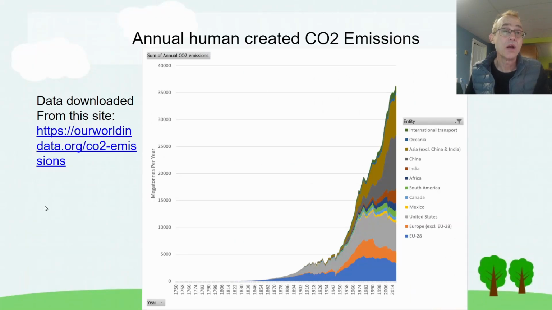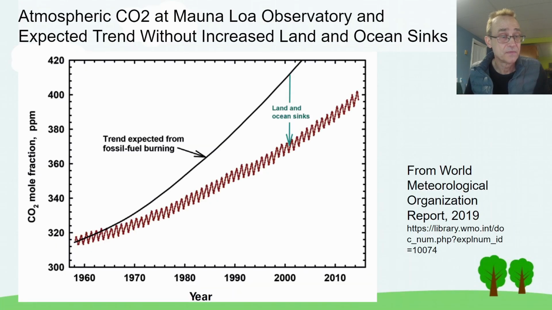We know a few things with reasonable certainty regarding carbon dioxide on Earth. World annual carbon dioxide emissions: this is the amount in megatons per year from all human sources. And we know the measured atmospheric carbon dioxide levels as taken from a mountain in Hawaii.